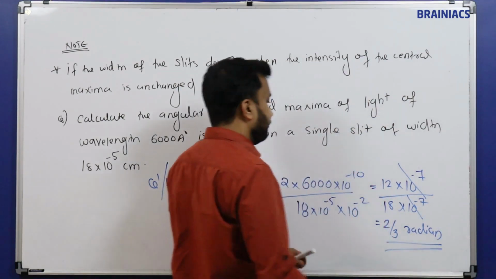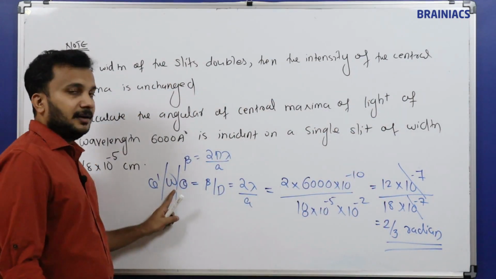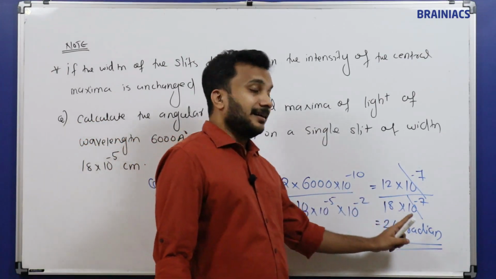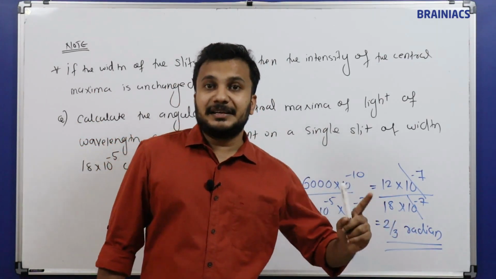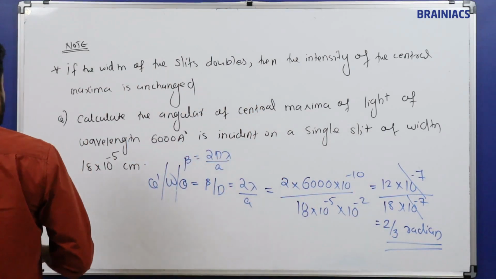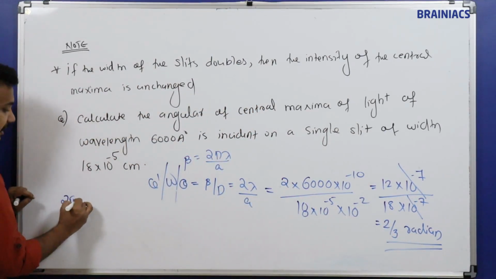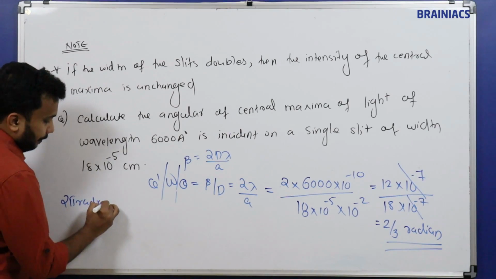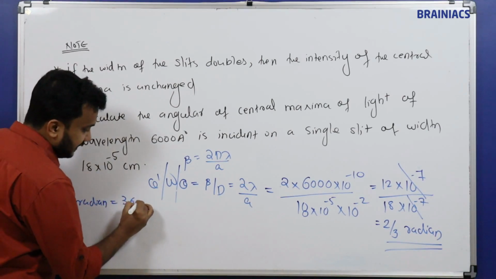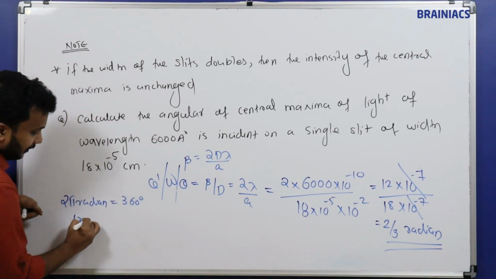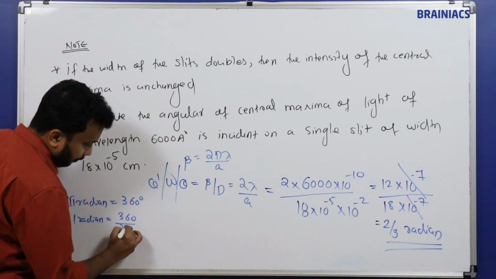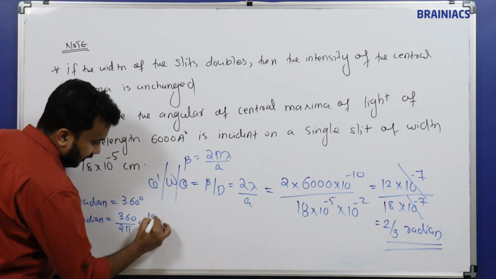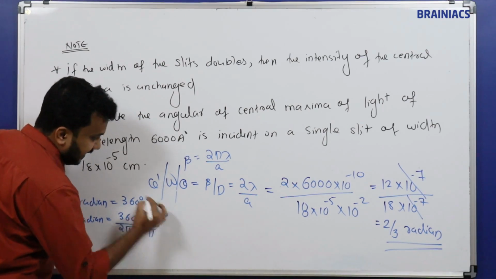This is very important. We are finding an angle called theta and the answer you are getting is in radian. The options will not be in radian, the options will come in degree. So how to find out? I know 2 pi radian is equal to 360 degree. So 1 radian means what? 1 radian equals 360 by 2 pi, which is equal to 180 by pi degree.